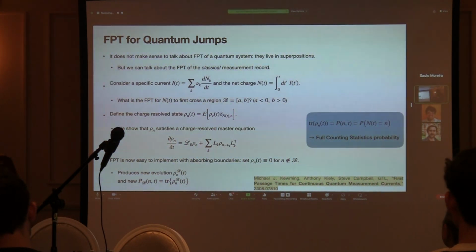So the nice thing about this equation is that once you have this, it is absolutely immediate to apply absorbing boundary conditions. Right? You just force your rho n to be 0 for any little n that is not in your region of interest. So you just eliminate whatever density matrix is outside of this region. And this will give rise now to a new evolution. Again, I'm going to put an R here, just be careful, rho n R, which is conditioned on this specific region R. And if you normalize this, you get your probability. And from this, you get your survival probability, and you get your first passage time probability. So all of the results that I showed before now really apply.